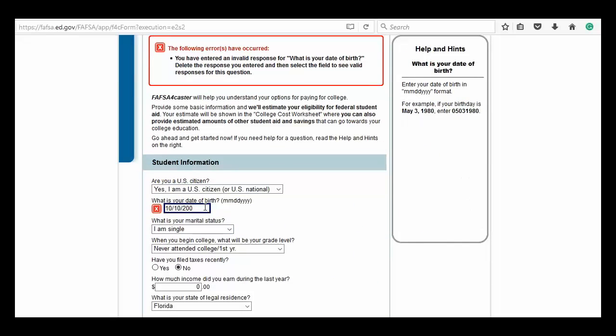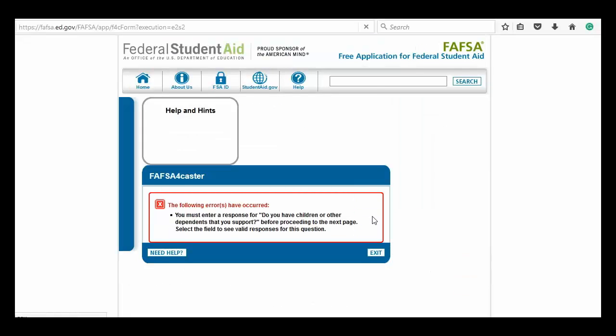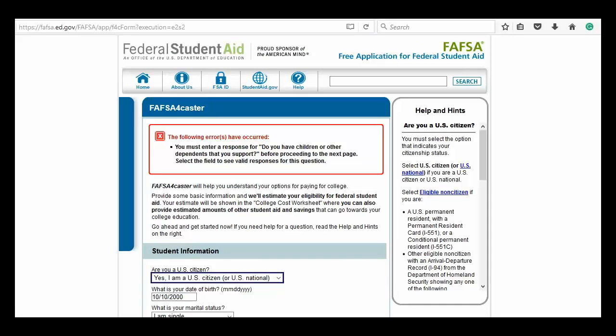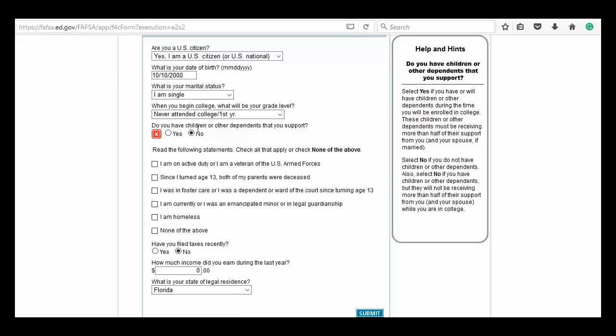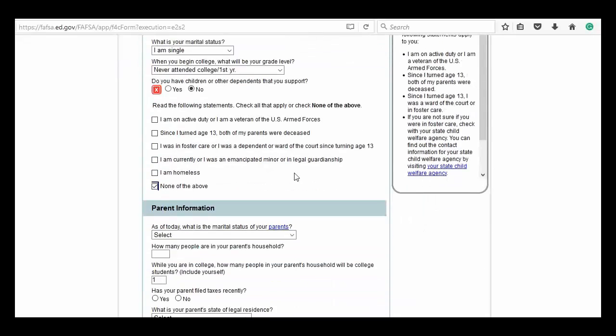Oops, I forgot a zero. So it will let you know when you make errors. And I skipped this question. They want to make sure that you do not have any dependents, people or children who depend on you. But this student has no dependents, so they would put no. And then it would scroll down and put none of the above also. Again, this is all about determining your eligibility.